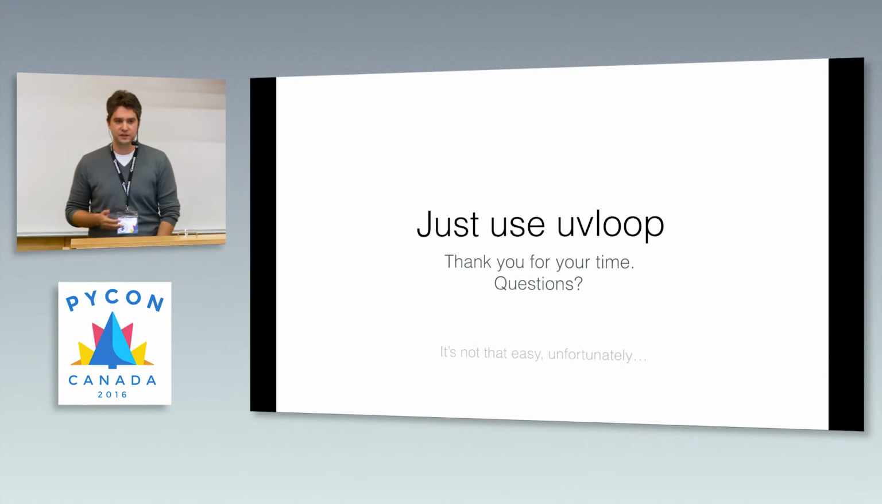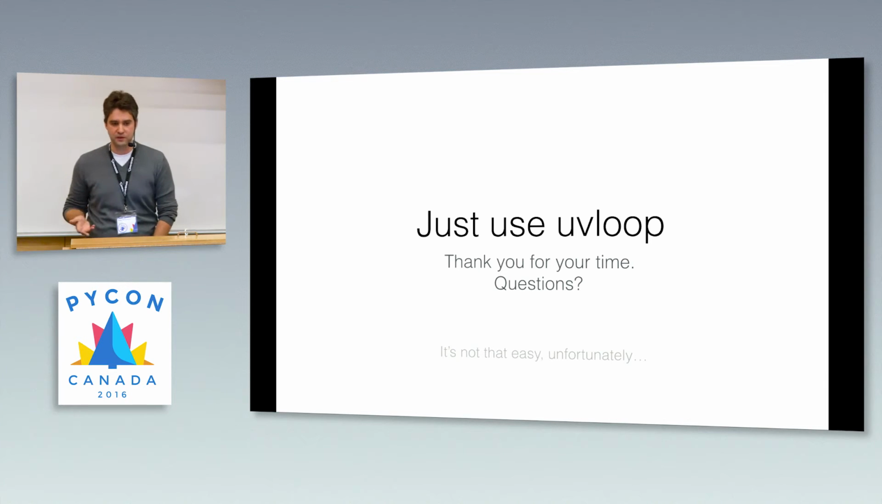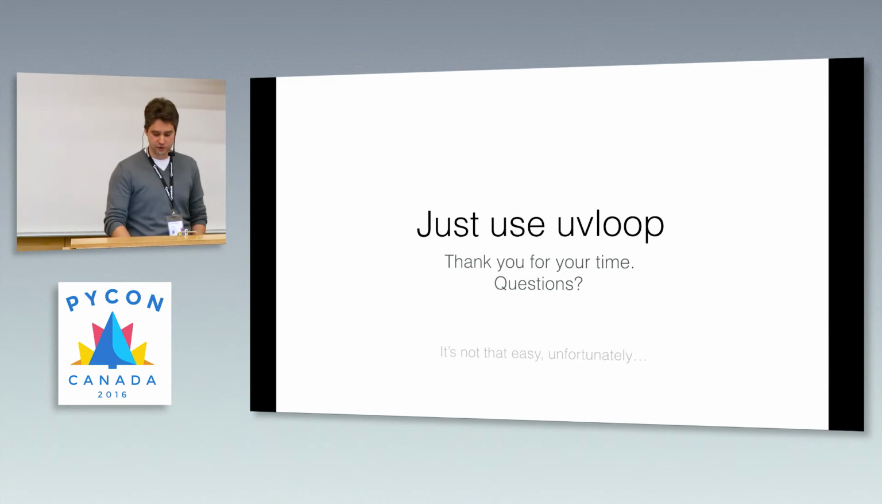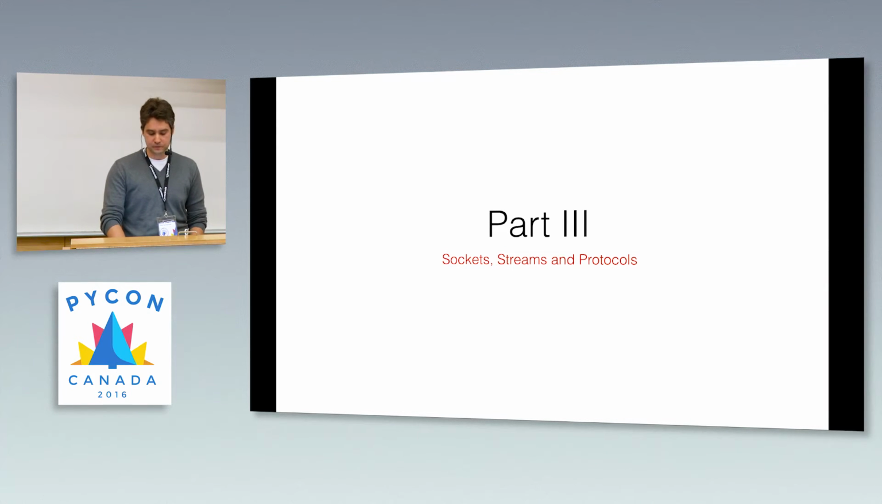But unfortunately, it's not that easy. Just using uvloop won't make your code super fast. You have to use correct libraries to do that. So let's talk about how you can write fast libraries for Async IO.